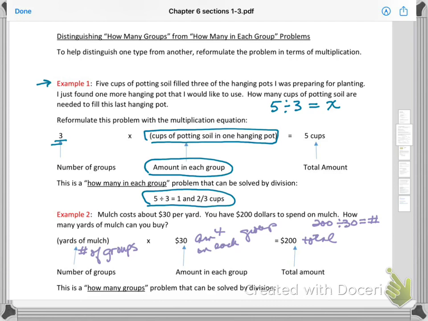Okay, so the how many groups problems, you end up getting 6 2/3 of a yard. In terms of the economics of it, you're probably only going to order whole yards, but that doesn't really matter to this case. But you can see in the first problem, the number of groups was already solved. In this second problem, the number of groups is what they're looking for. So you have to kind of think about that to wrap your head around it. Let's go on to the next page.